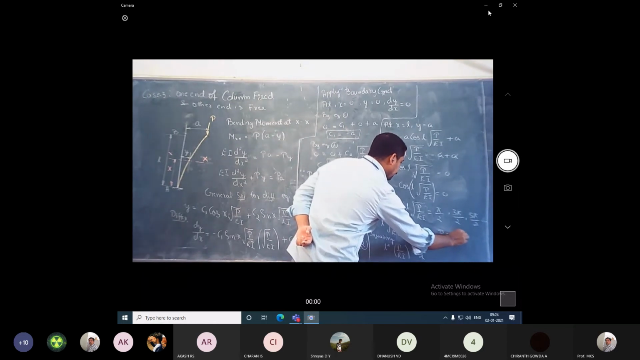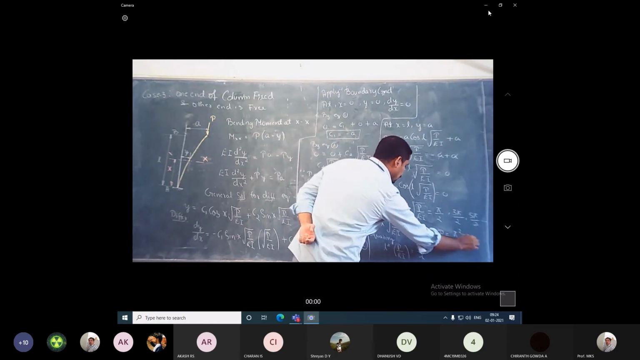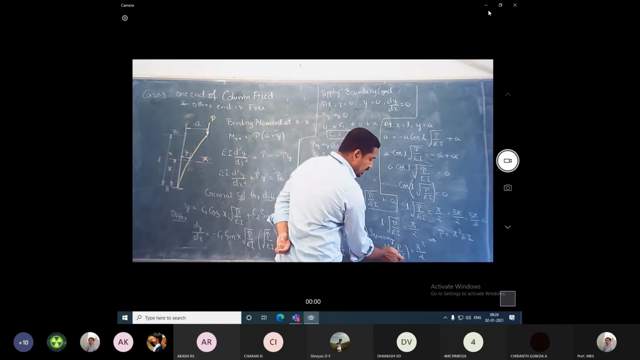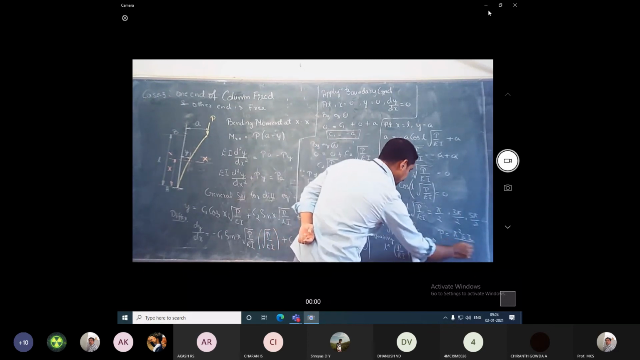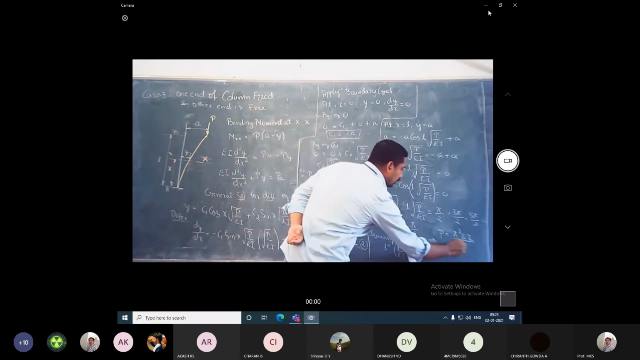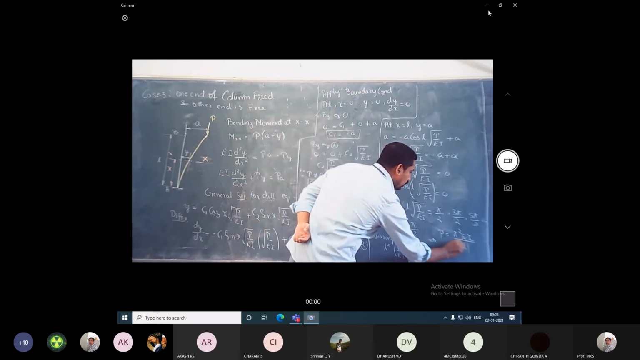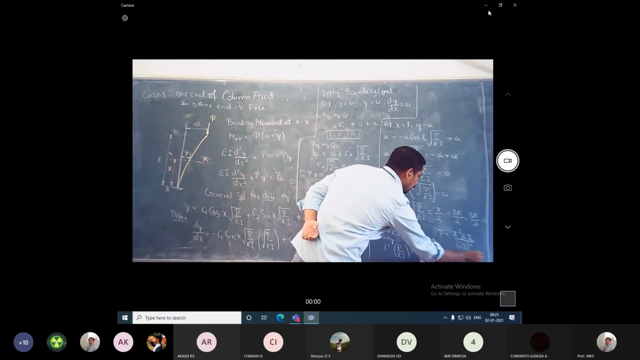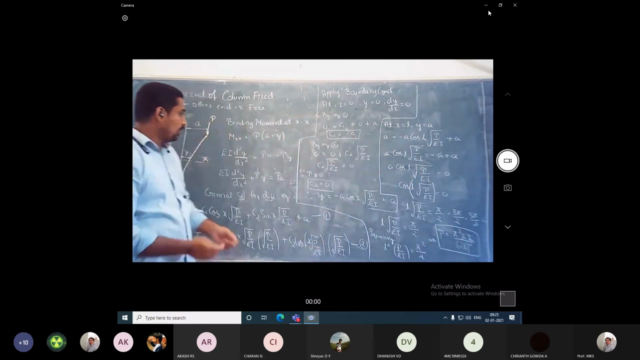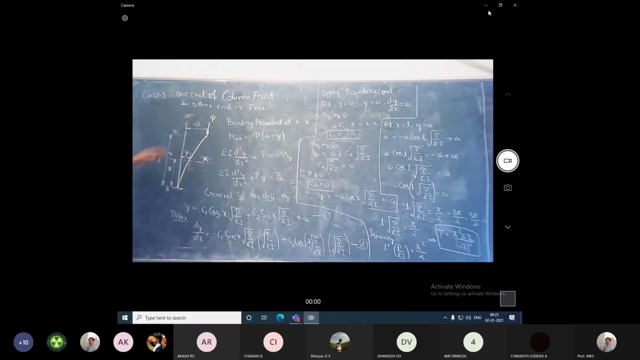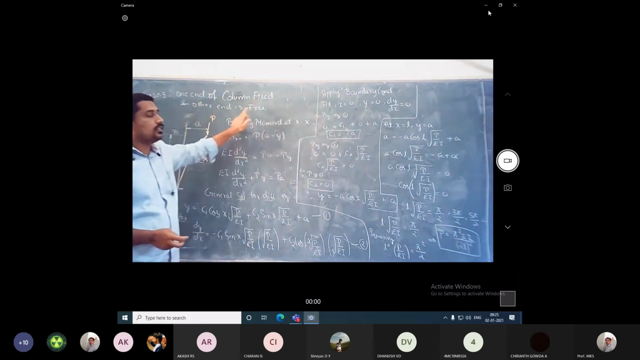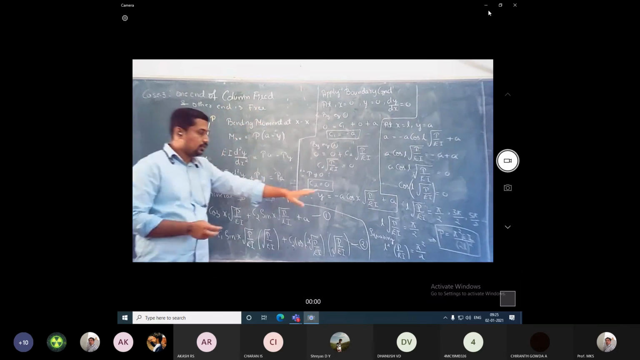pi square EI. So this goes to the other end. It is pi square into EI divided by 4L square, or you can also write 2L whole square. So this is the final expression for Euler load or buckling load when one end of a column is fixed and the other end is free. So you need to remember that to solve the problem.